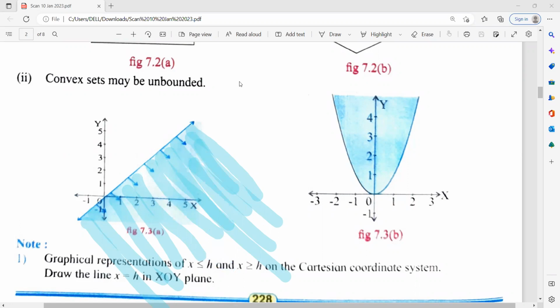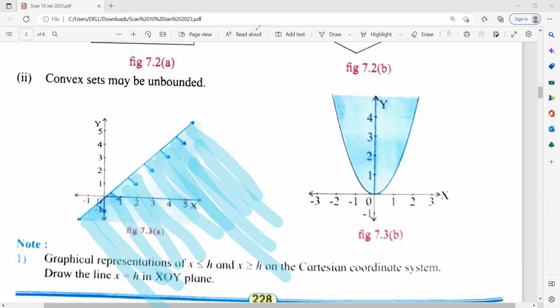Same is the case here with the parabola. This is also an unbounded set. You see this? It is open on one side. See, the branches of a parabola go to infinity. This is also unbounded. There is no boundary. What is a bounded set? Which has boundary from all the sides.